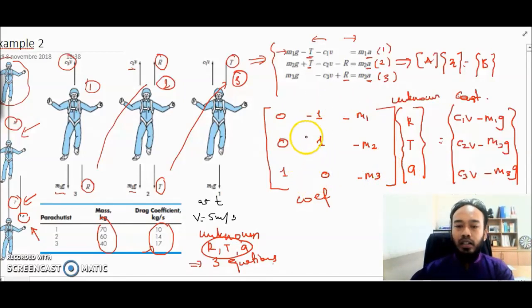So there you go, the system of equations that represents the problem of the three parachutists attached together, in order for us to find the solution for the tensions R and T as well as the acceleration A. That's it.